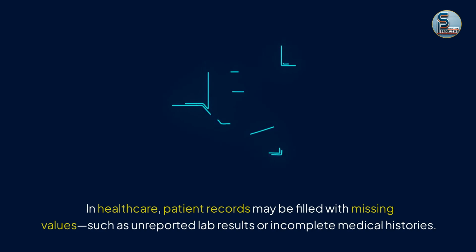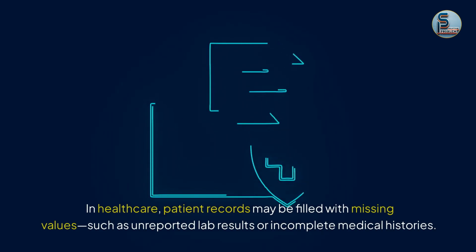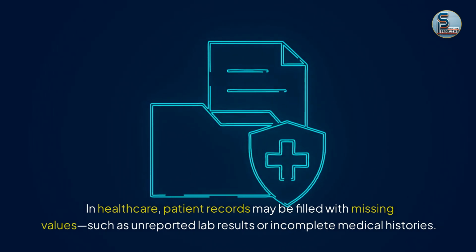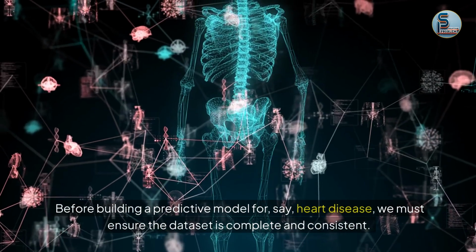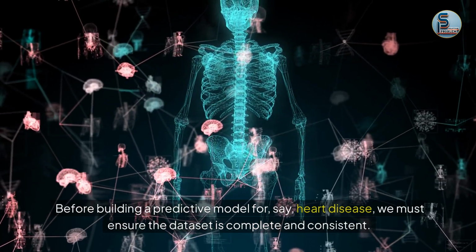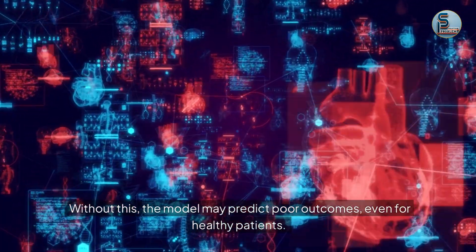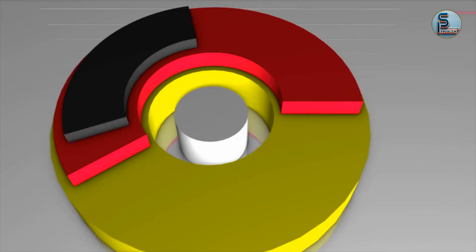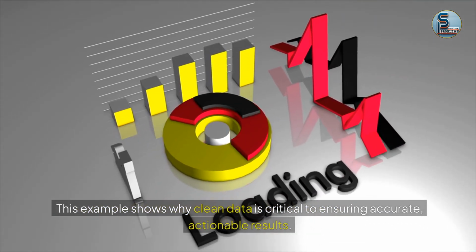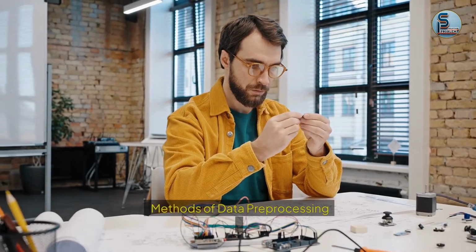Example. In healthcare, patient records may be filled with missing values, such as unreported lab results or incomplete medical histories. Before building a predictive model for, say, heart disease, we must ensure the dataset is complete and consistent. Without this, the model may predict poor outcomes, even for healthy patients. This example shows why clean data is critical to ensuring accurate, actionable results. Methods of data preprocessing.